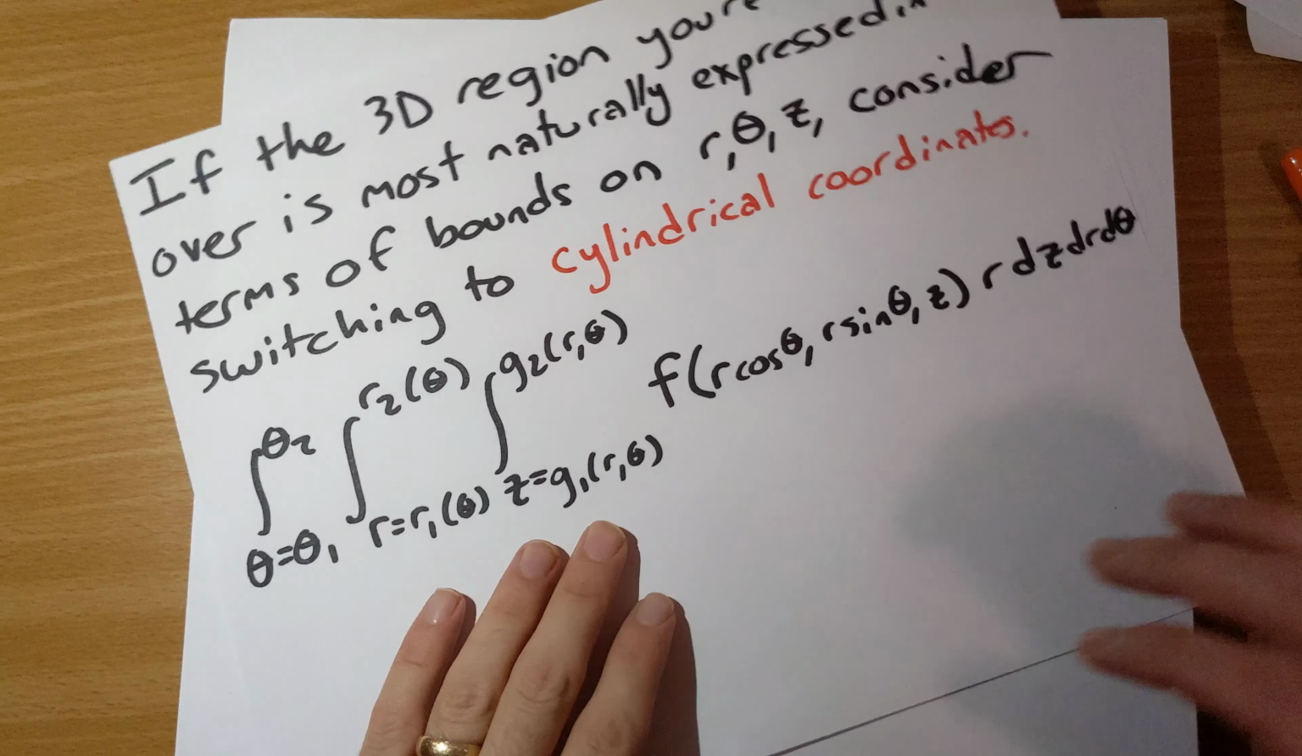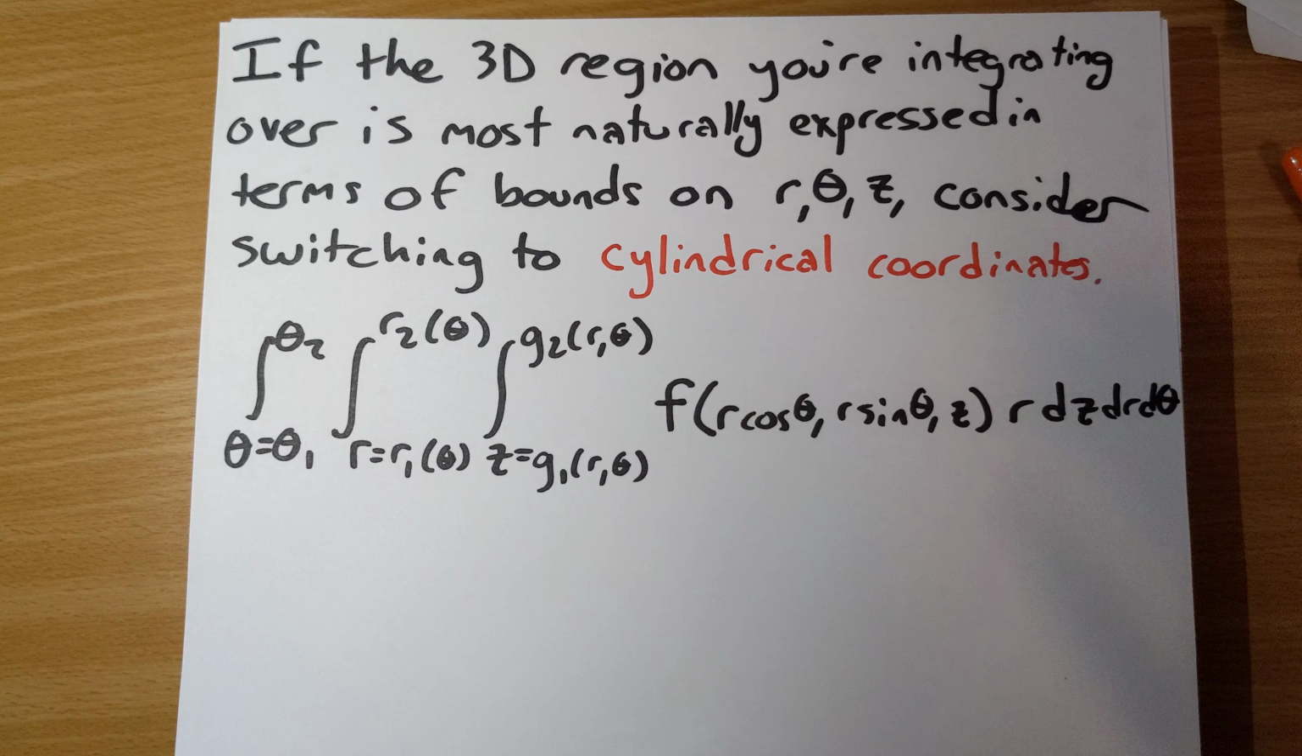Now that we've talked about cylindrical and spherical coordinates, let's talk about how we use them to do integration. We'll start off with cylindrical coordinates. If the 3D region you're integrating over, and this is only about triple integrals, is most naturally expressed in terms of bounds in r, theta, and z, consider switching to cylindrical coordinates.